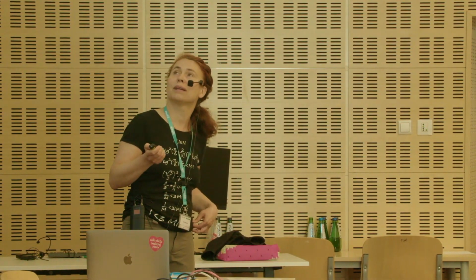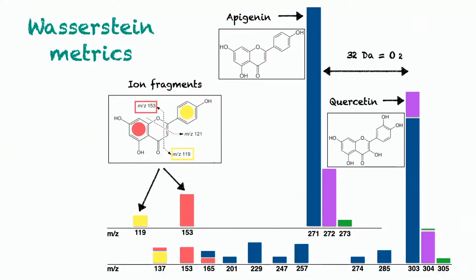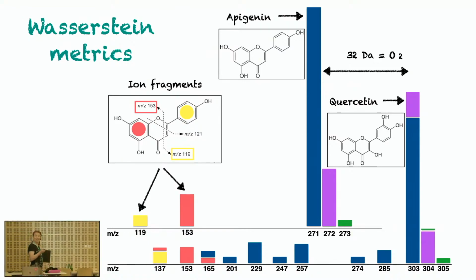Okay, so let's make a small digression to refer to yesterday's lecture, because I said the Wasserstein metric is really a beautiful idea to apply in the analysis of mass spectra. Here you can see two spectra. The bottom one is quercetin, and above is apigenin. Two small molecules, very similar to one another. The only difference here is two oxygen atoms. The hydrogen atoms are not drawn here, but the oxygen is lacking here and here.